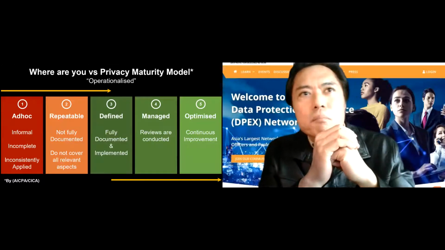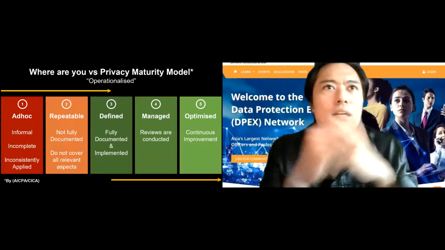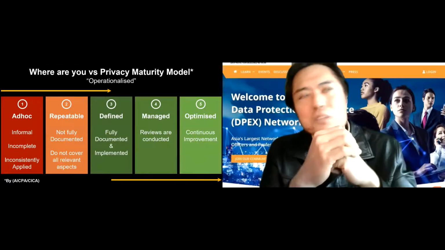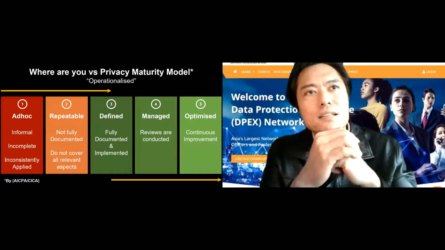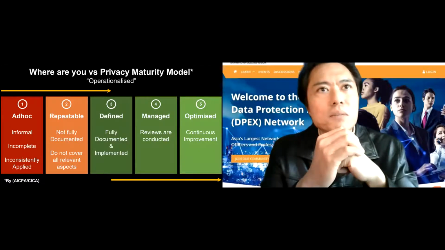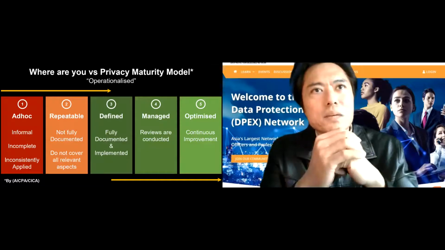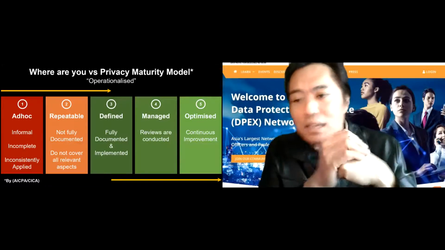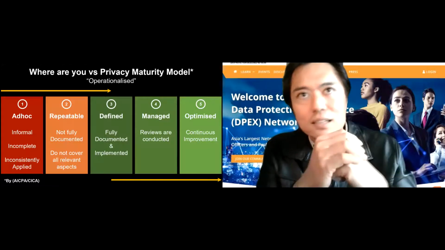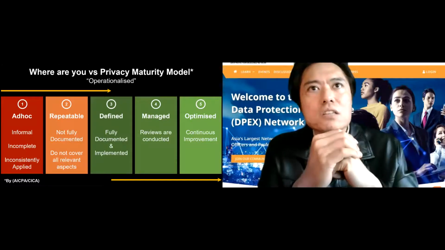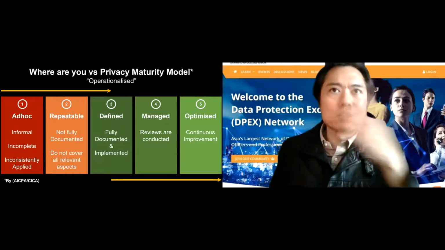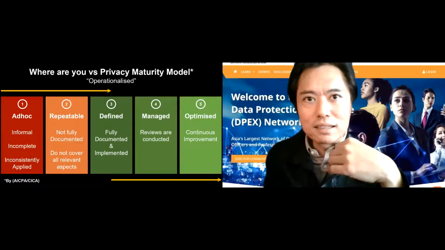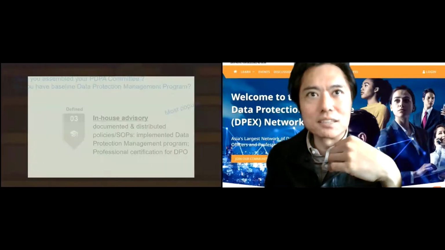And where are you? Are you in the space of ad hoc, where you have informal processes, incomplete and inconsistently applied? Or not fully documented, not really covering all aspects? Or fully documented, and you have implemented your data protection policy and not just regular SOPs? Or you're at the managed stage, where reviews are conducted, and then the last one, continuous improvement. The minimum standard, guys, is level 3.